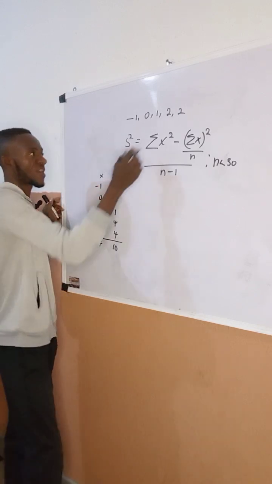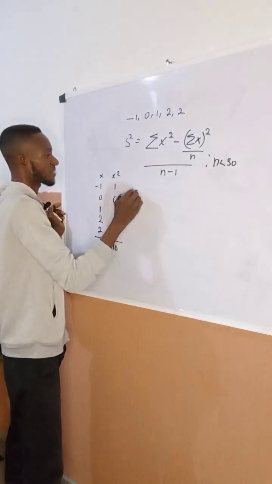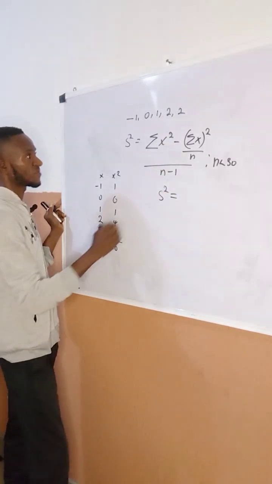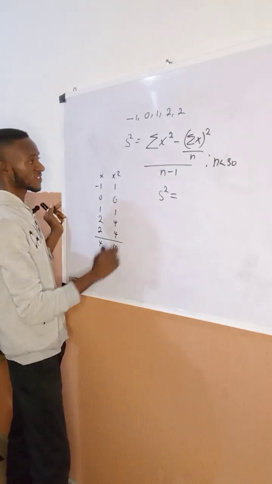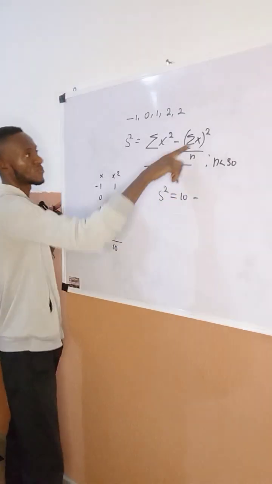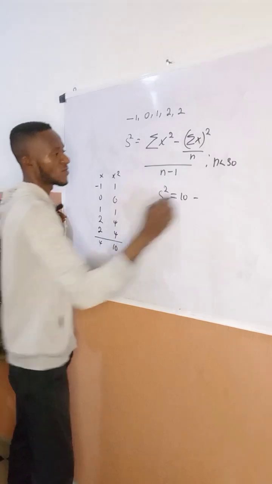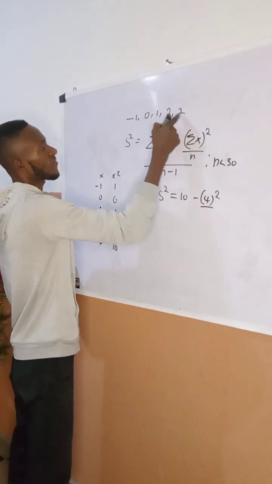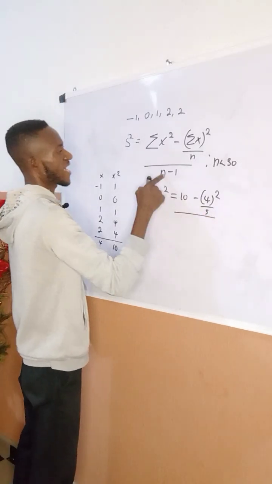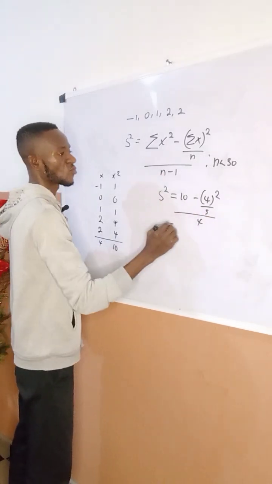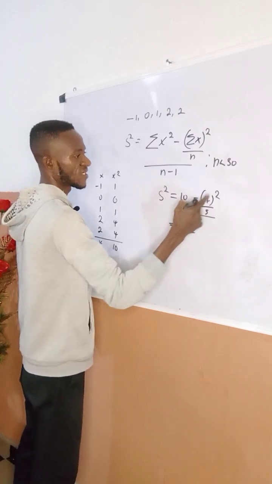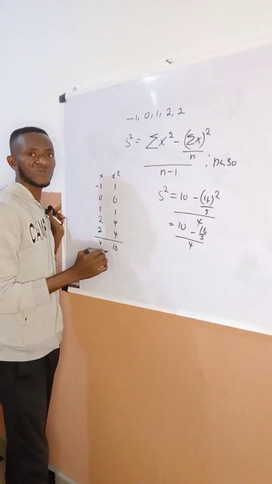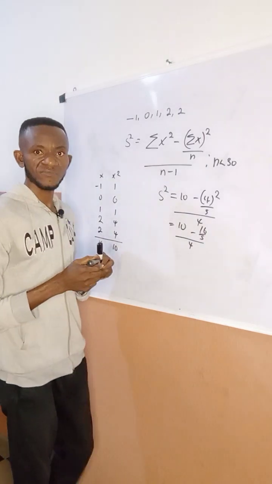So I'll now quickly come over here. What I'm going to have is that my s squared is given as the summation of x squared, which has given me 10, minus the summation of x, which I have to be 4 here. So I'll put 4 all raised to power 2 all over n. N here is 1, 2, 3, 4, 5, so n is 5, all over n minus 1, which is 5 minus 1, which is 4. So this gives me 10 minus 16 all over 5, then all over 4. This is what I have for this particular one.